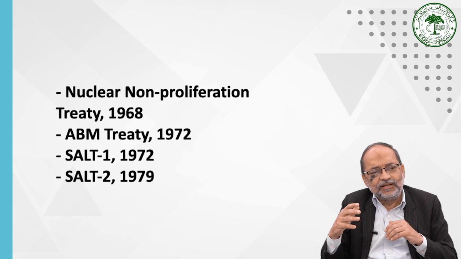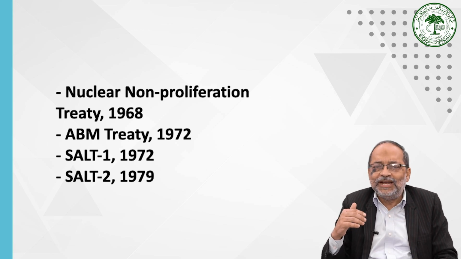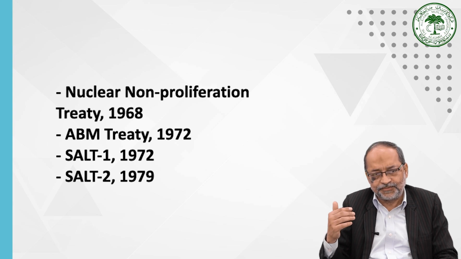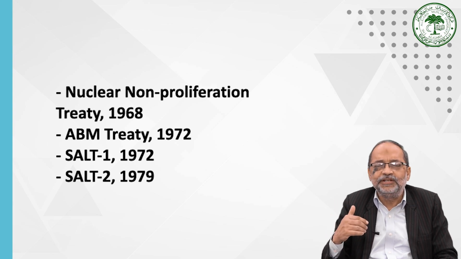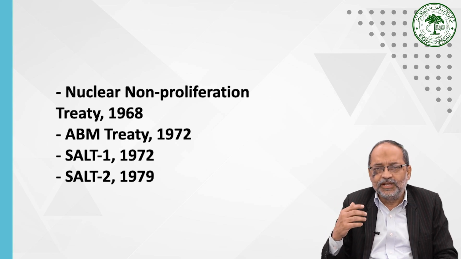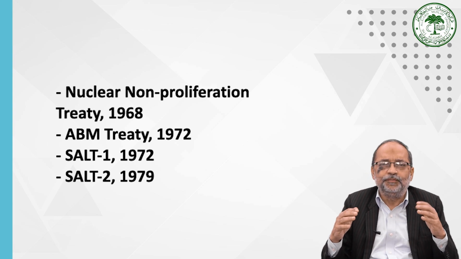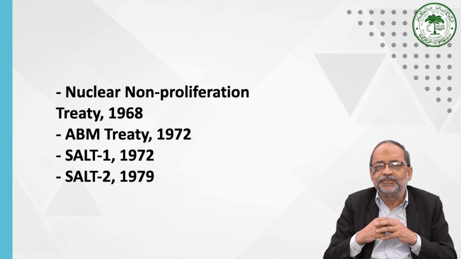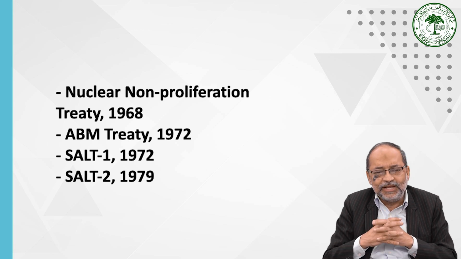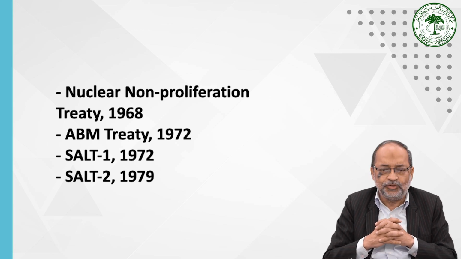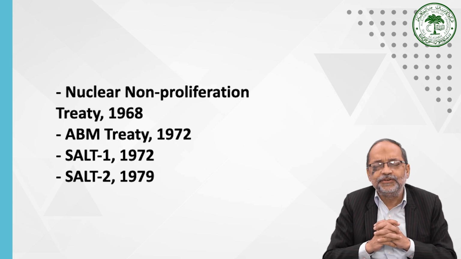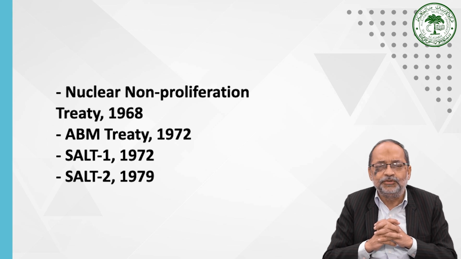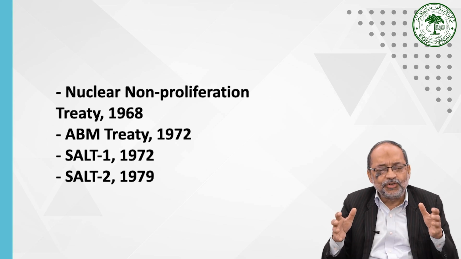Then comes the Treaty on the Limitation of Anti-Ballistic Missile Systems, which is known as the ABM Treaty of 1972. It was a treaty between 2 countries, which is known as a bilateral treaty, between the United States and the Soviet Union, and it was signed in May 1972.